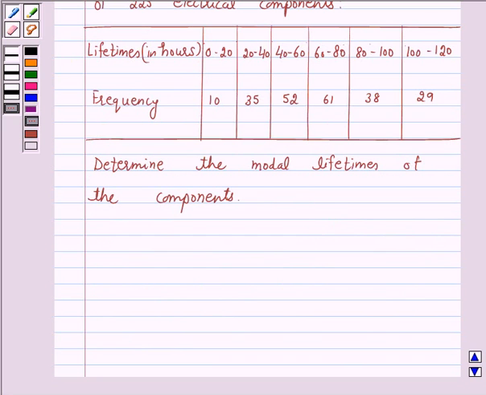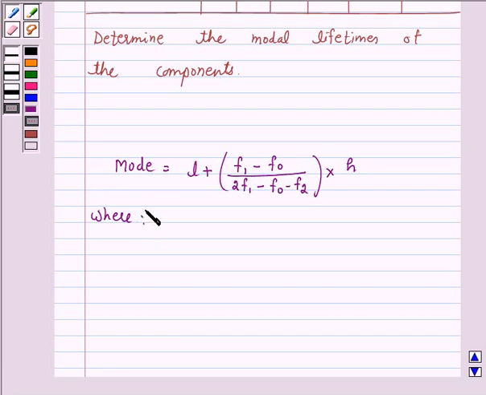Now, in this question, first we will locate a class with the maximum frequency called the modal class. The mode is a value inside the modal class and is given by the formula mode is equal to L plus (F1 minus F0) upon (2F1 minus F0 minus F2) into H, where L is the lower limit of the modal class.